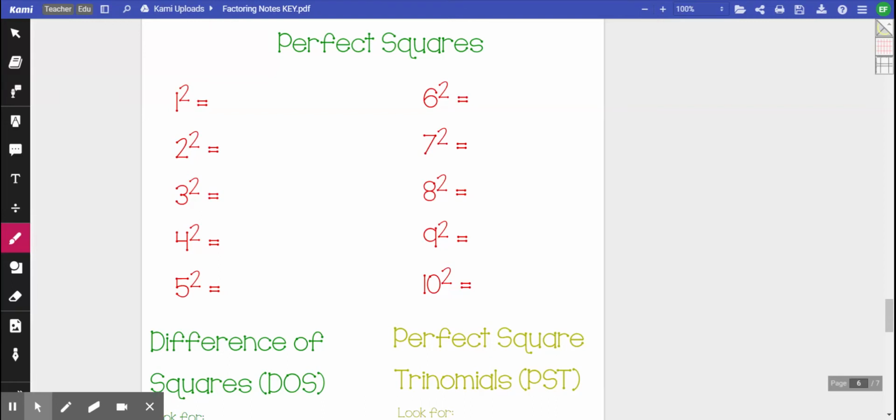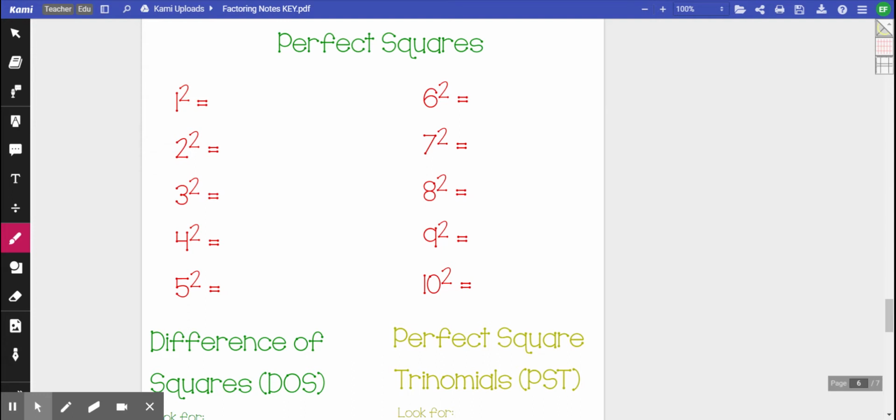Hello and welcome again to part 2 of factoring quadratics. In this lesson, we will talk about perfect squares so that we can factor by a difference of squares, and we'll look at factoring perfect square trinomials. Also in this video, we will talk about factoring by grouping.